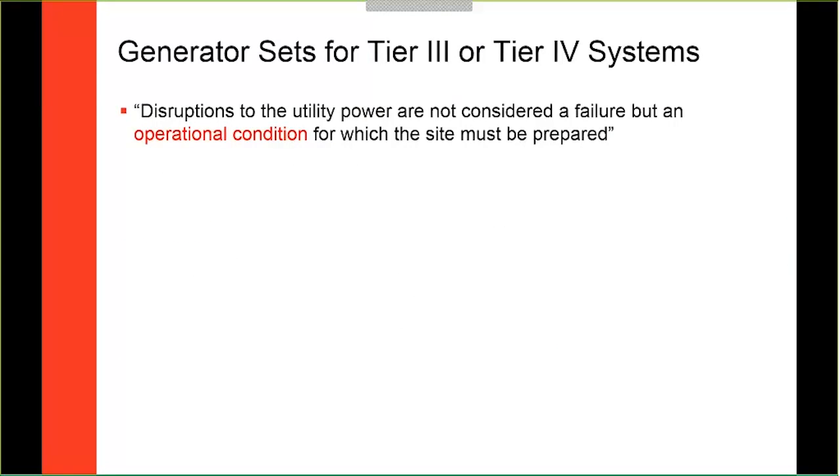As you work through Uptime compliance, as you move towards tier 3 and tier 4, so again the higher levels of tier certification, there are some more stringent requirements for the on-site power generation. In fact, Uptime specifically says that disruptions to the utility power are not considered a failure, but an operational condition for which the site must be prepared. So what that's saying is you can't count on the utility. You can't count on it being there, and you don't get to count it as a failure.